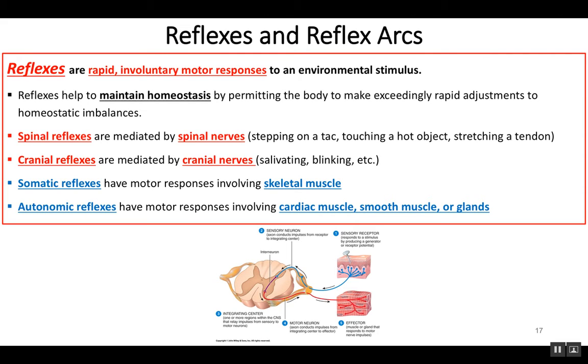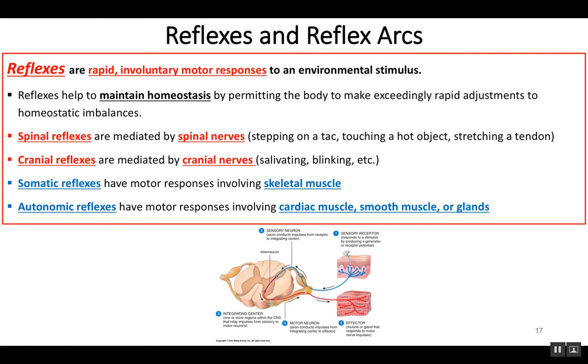Okay, let's talk about reflexes. Reflexes are rapid, involuntary motor responses to some sort of environmental or external stimulus. Or, in fact, it could be an internal stimulus. Reflexes help maintain homeostasis by permitting the body to make very, very fast adjustments.